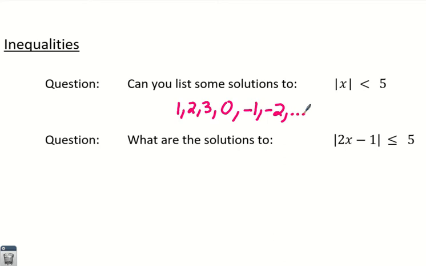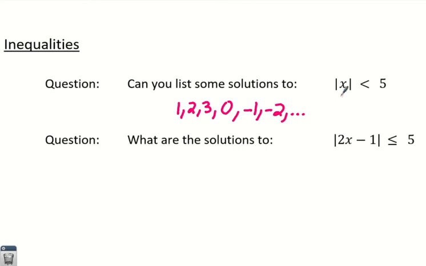What about 5? Would 5 make that true? No, it wouldn't. Would 6? No, of course not. Would -6? Is the absolute value of -6 less than 5? No, it isn't. So we're basically talking about anything in between -5 and 5, and of course not including -5 and 5. So I think you should know what the graph of that would look like.